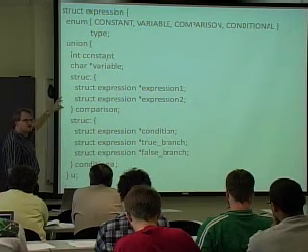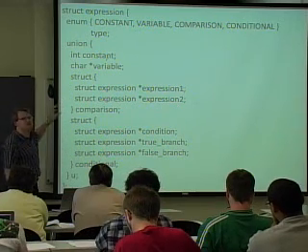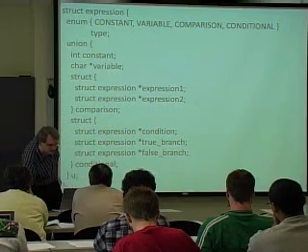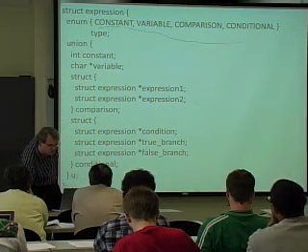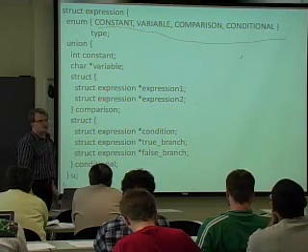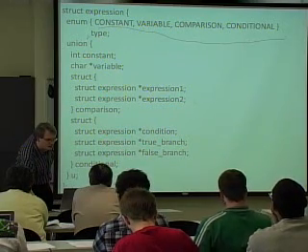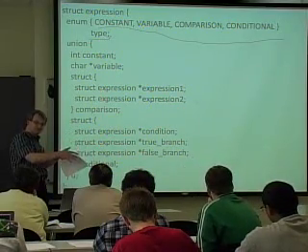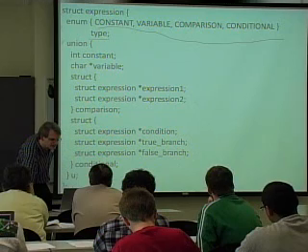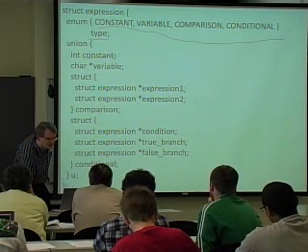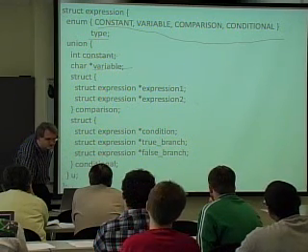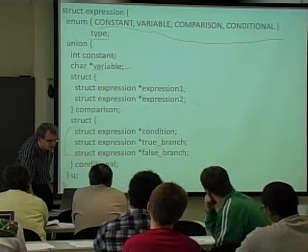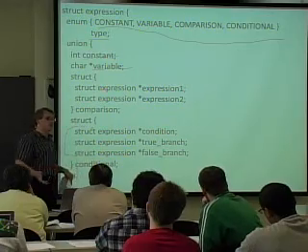So here's a structure definition for a syntax tree for a very simple expression language. There are constants, variables, comparisons, and conditionals. And here's the type, which says which one of those this particular expression is. Depending on what that is, constants have their own value, variables have names, comparisons have two sub-expressions, and conditionals have three sub-expressions: the condition, the true branch, and the false branch.